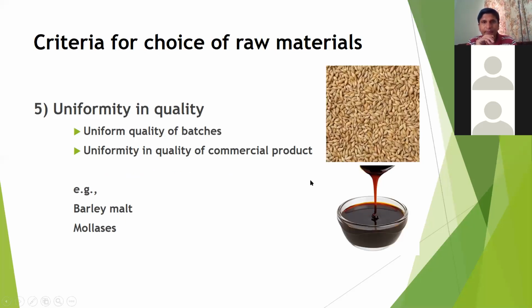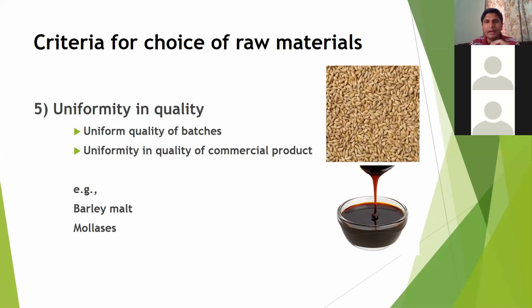Then at number 5 in the selection criteria of the raw materials for large scale fermentations is the uniformity in quality. This is very, very important. The raw material should be uniform in quality. This means that the quality of a raw material would ultimately be translated into the quality of the final product, right?